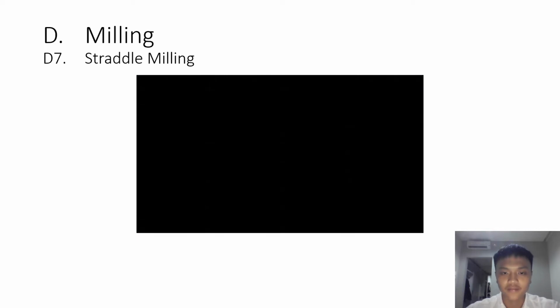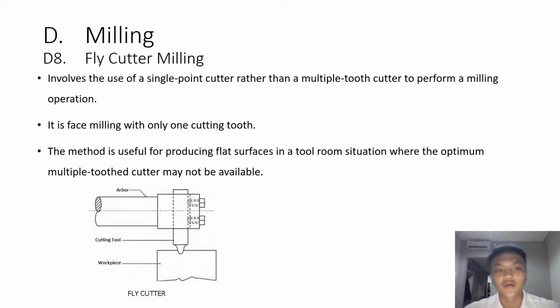Fly cutter milling. Fly cutter milling operation involves the use of a single point cutter rather than a multiple tooth cutter to perform a milling operation. It is face milling with only one cutting tooth. The method is useful for producing flat surfaces in a tool room situation where the optimal multiple tooth cutter may not be available. This is the illustration of fly cutter milling.